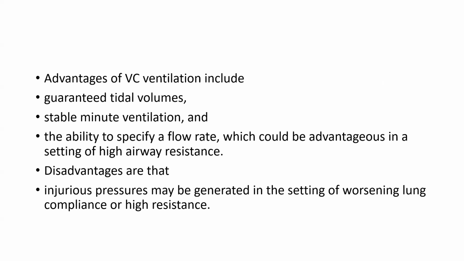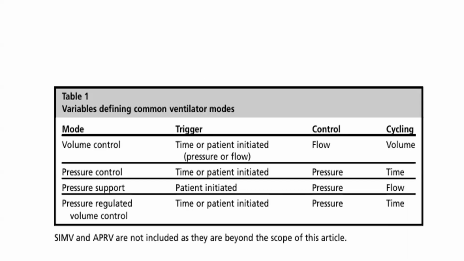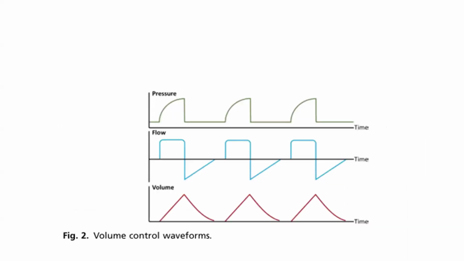Advantages of volume control ventilation include guaranteed tidal volume, stable minute ventilation, and the ability to specify flow rate, which could be advantageous in the setting of high airway resistance. Disadvantages are injurious pressure that may be generated in the setting of worsening lung compliance and high resistance. These are the various variables defining common ventilator modes. These modes are volume control, pressure control, and pressure regulated volume control. Details we'll see. This is the volume control waveform.